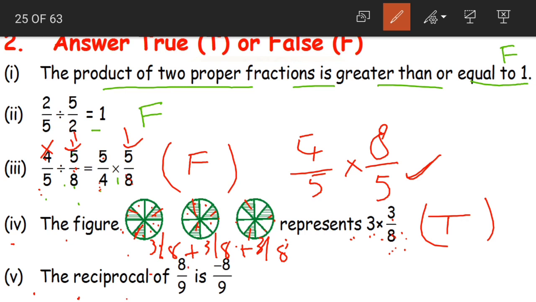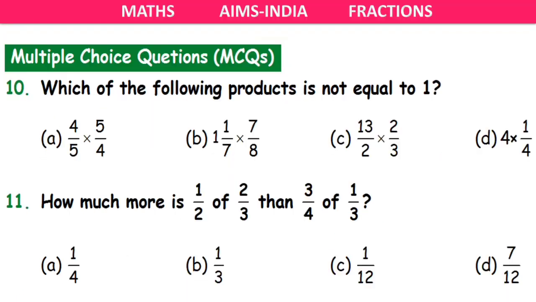The reciprocal of 8 by 9 is minus 8 by 9. Is this true, students? No, this is false. Yes. What is the reciprocal of 8 by 9? The reciprocal of 8 by 9 becomes 9 by 8. So this minus 8 by 9 is our false statement. Clear? Moving on to some multiple choice questions.